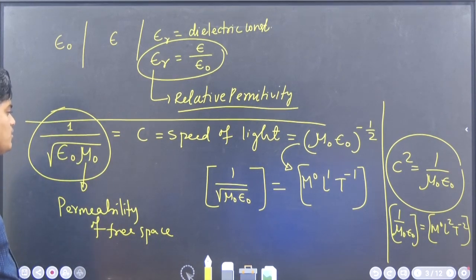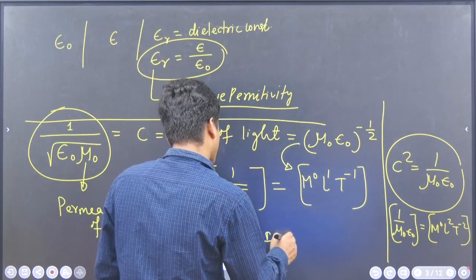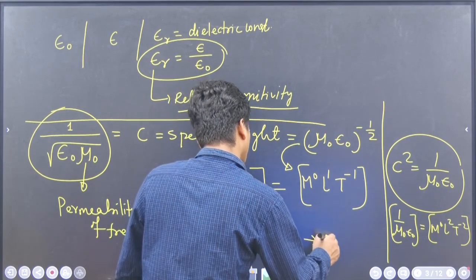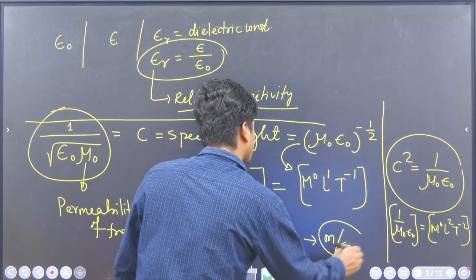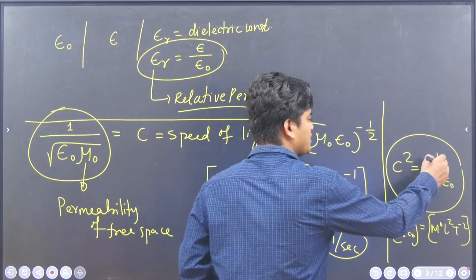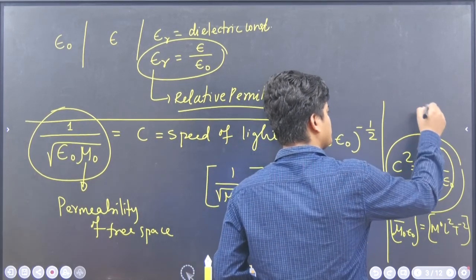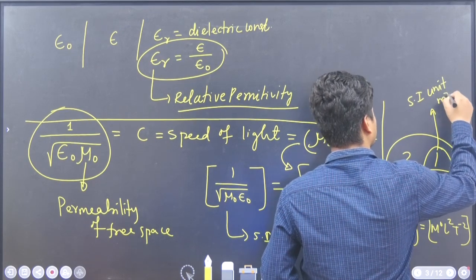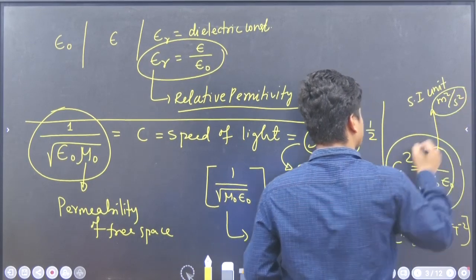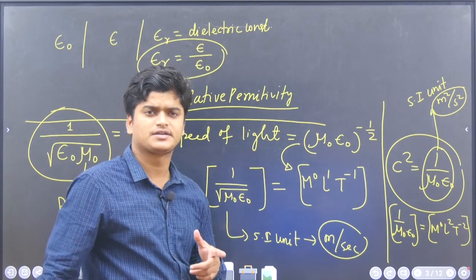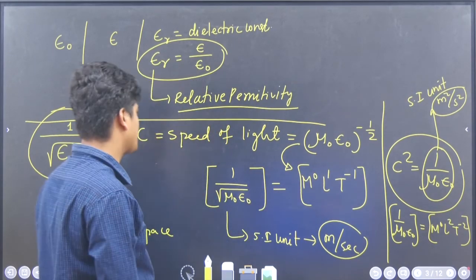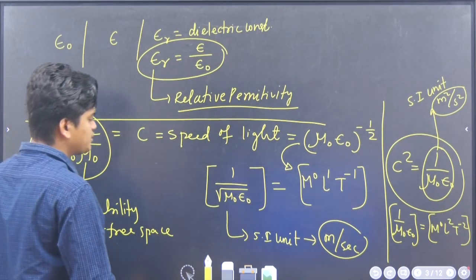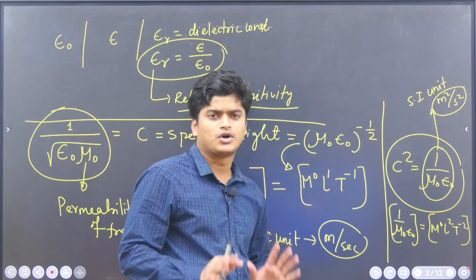Now write here also: the SI unit of this will be meter by second, and the SI unit of this one is how much? It is meter square by second square, because the speed is squared. See, the speed of light squared means meter square by second square. So this is all the idea for today's lecture.